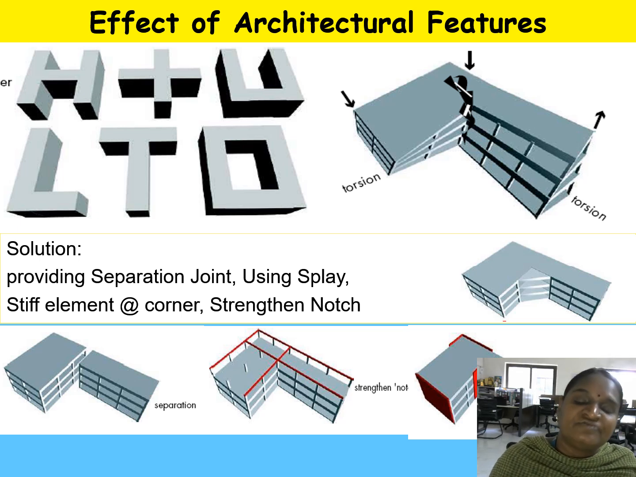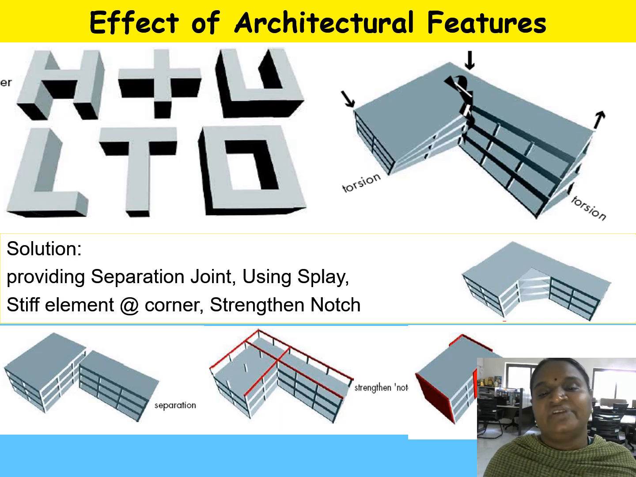Sometimes, if we have a plan like this, you have to separate it. What is the solution for H-type structures, plus, L, T shapes, and hollow sections? In this case, you have to provide a separation joint, like here, and then this building will act separately, and this building will act separately. Otherwise, you have to strengthen this part so it is a stiffer element. If you provide a shear wall like this, then no torsion will occur.